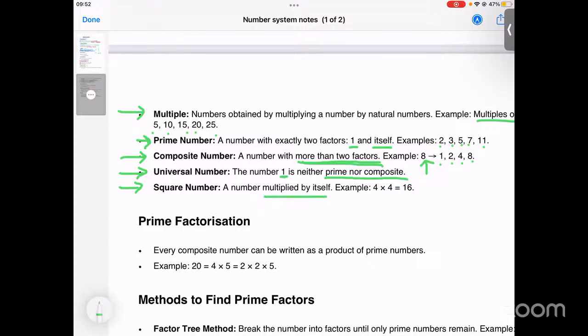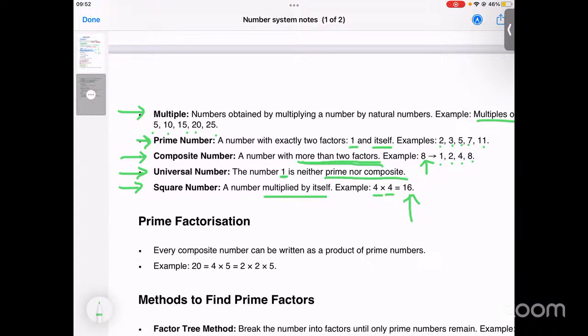So a square number, okay, a square number should be a number multiplied by itself. An example would be 4 times 4, and it gives you 16. So that is a square number. That means 16 is a square number because it is a number multiplied by itself.